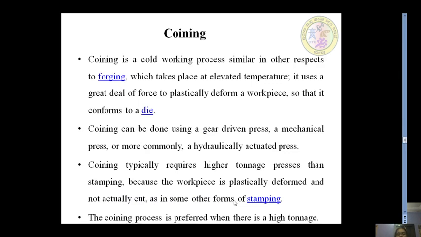Coining is a cold working process similar in other respects to forging, which takes place at elevated temperature. It uses a great deal of force to plastically deform a workpiece so that it conforms to the die. Coining can be done using a gear driven press, a mechanical press, or more commonly a hydraulically actuated press. Coining typically requires higher tonnage presses than stamping because the workpiece is plastically deformed and not actually cut as in some other forms of stamping. The coining process is preferred when there is high tonnage.